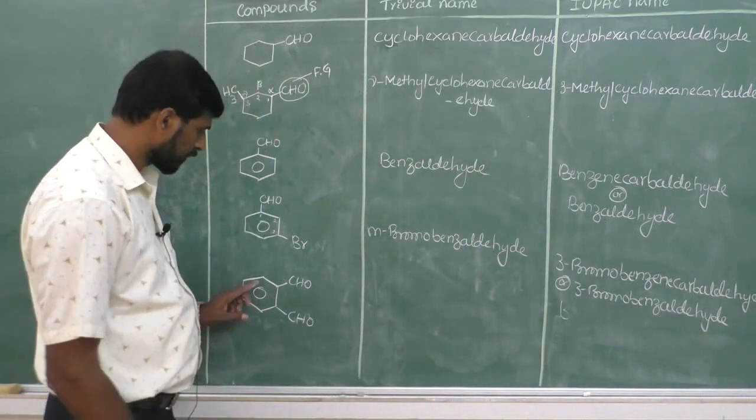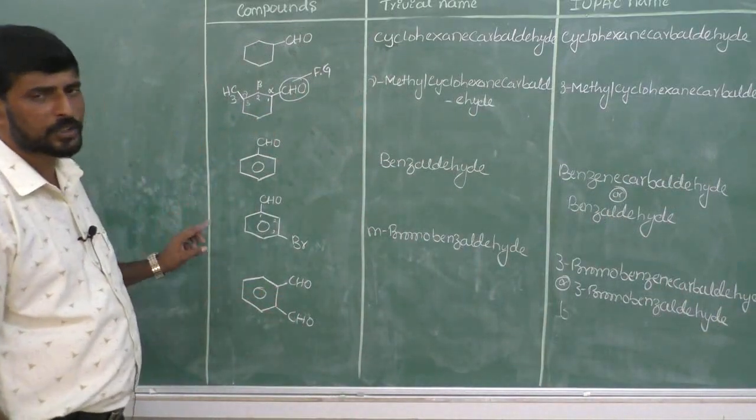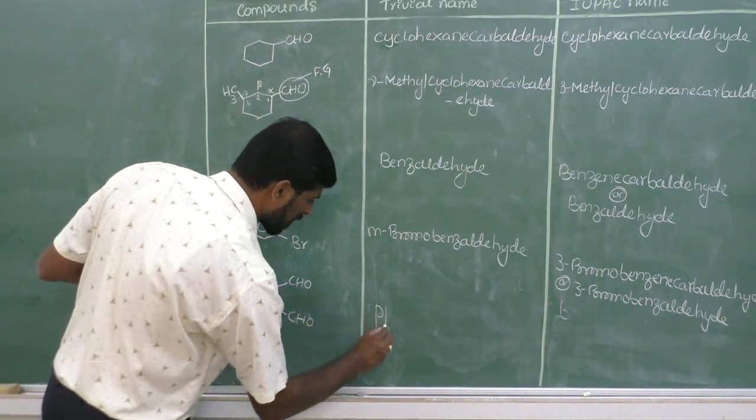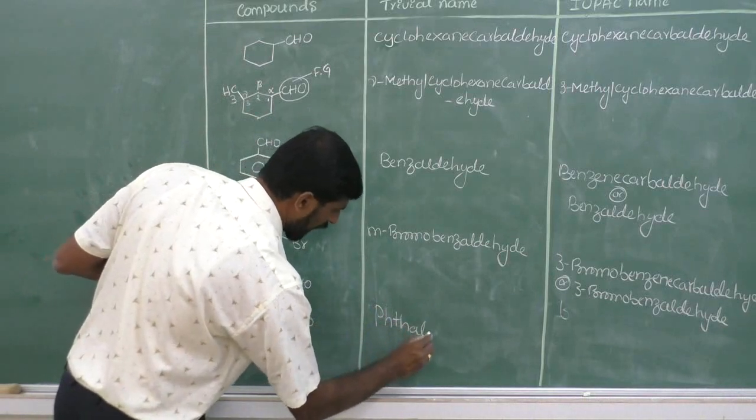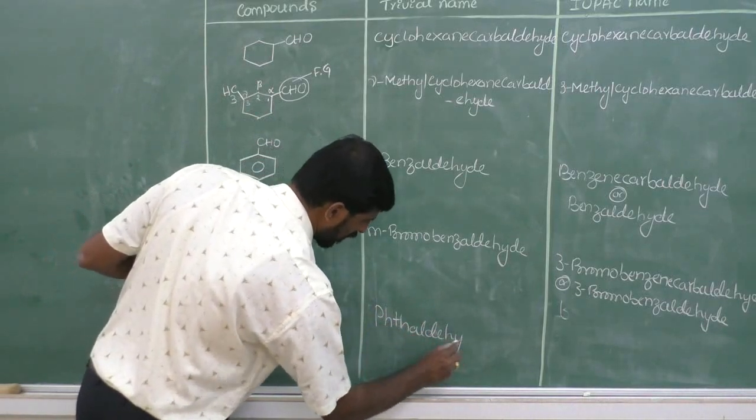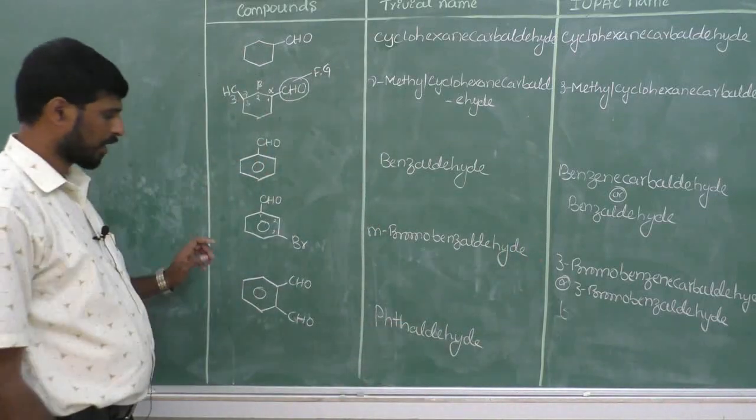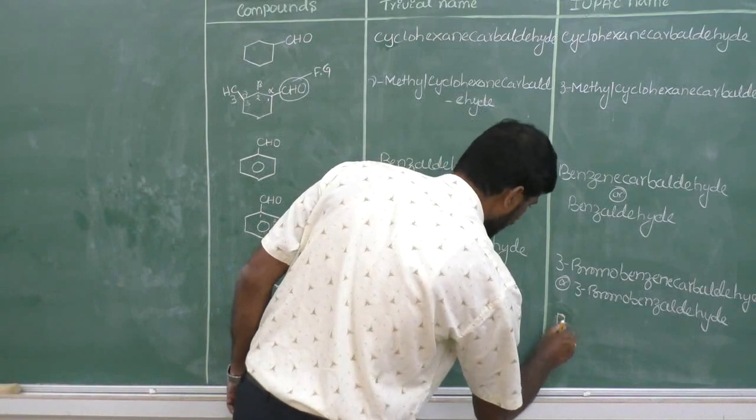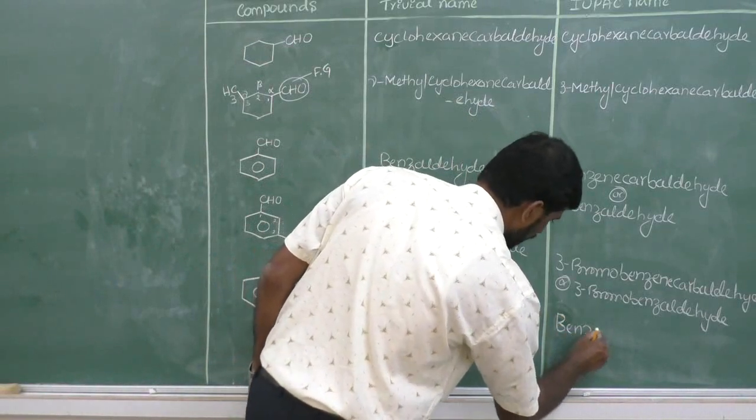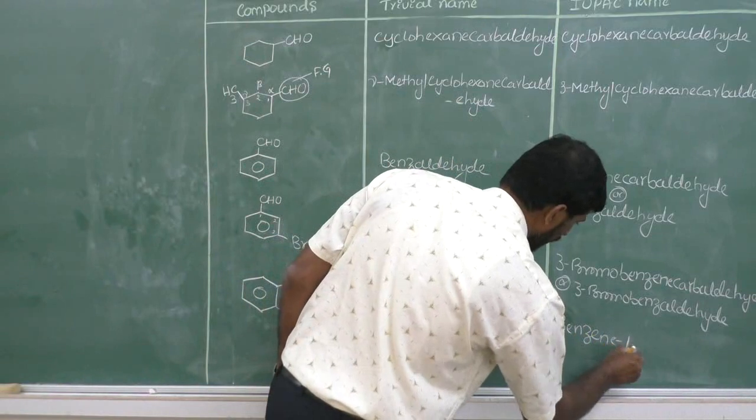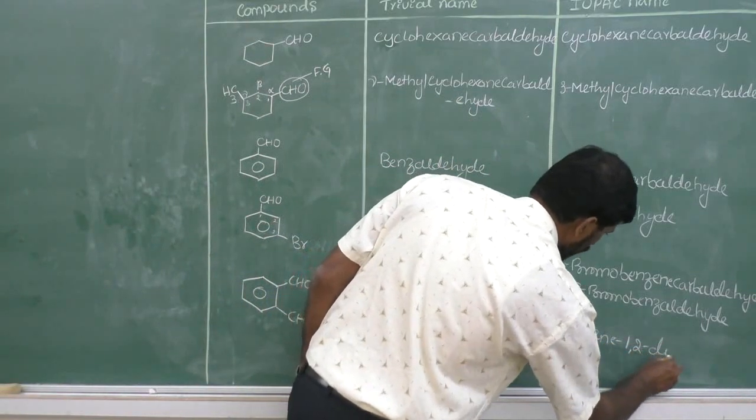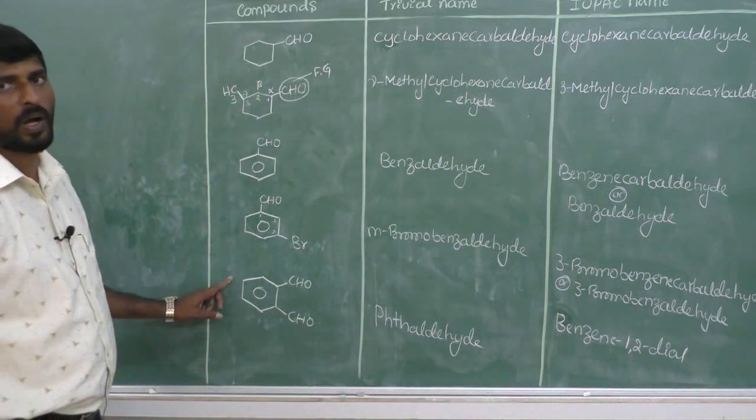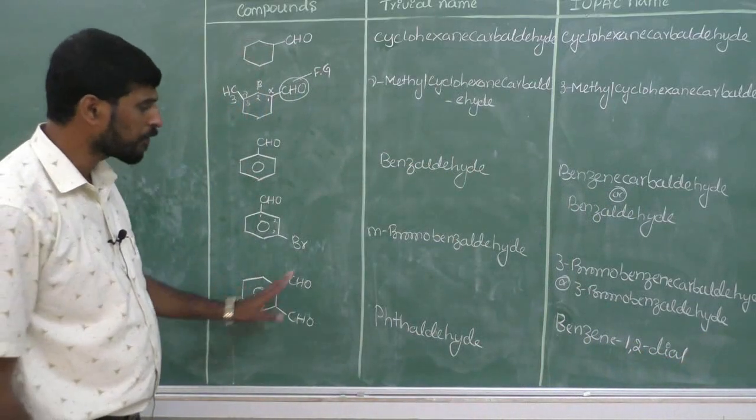Next, suppose two CHO groups are attached to the benzene ring. So, it is nothing but phthalaldehyde. And what is the IUPAC name? The IUPAC name is benzene-1,2-dicarbaldehyde.